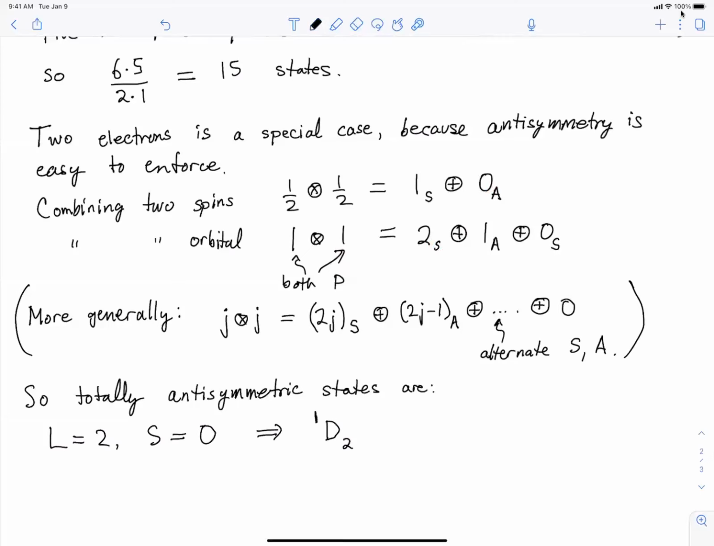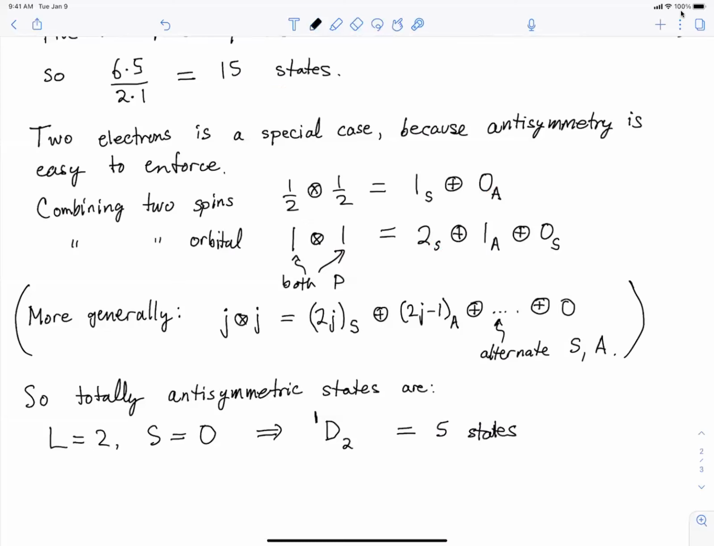Okay, so that's the spectroscopic term notation for that state, except there are 5 of them because the degeneracy is 2J plus 1. So this is equal to 5 states for the purposes of our counting, because up here we said there were going to be 15 states total. So we found 5 out of 15.